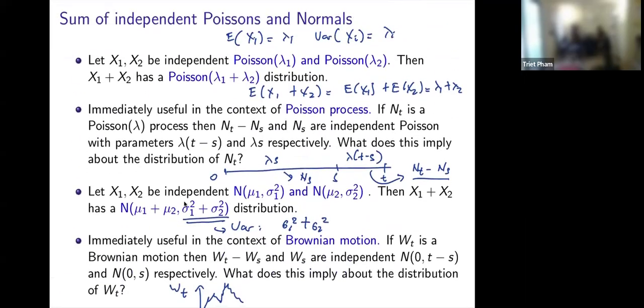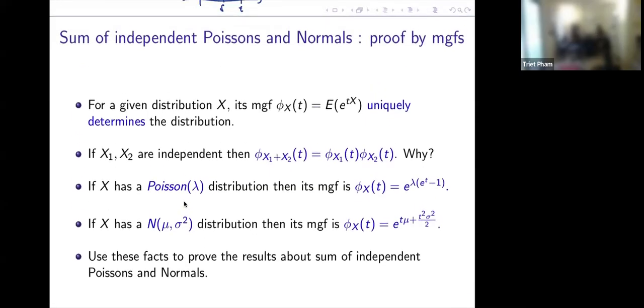With the case of the Poisson, or with the case of the normal, that's less clear. Sure, the Poisson models a number of arrivals in a time interval. But I don't think within that definition it's clear why you sum two independent Poissons and you should get a Poisson back, or why you sum two independent normals and you should get a normal back. So the mathematical tool behind establishing that formally is the moment-generating function.